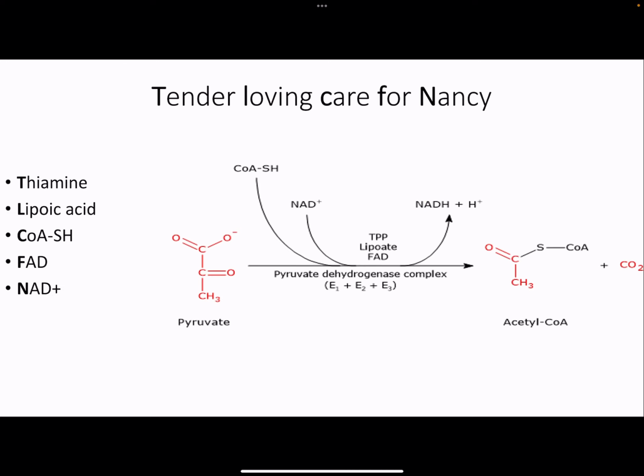There's a lot of cofactors you need to know. I would remember "tender loving care for Nancy." T, thiamine, L, lipoic acid, C, CoA-SH, F, FAD, and then N, NAD+. These are all things that we need to make this work.